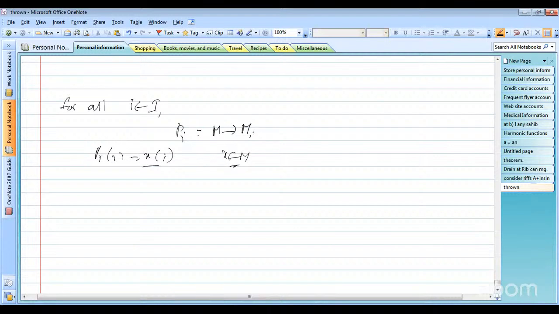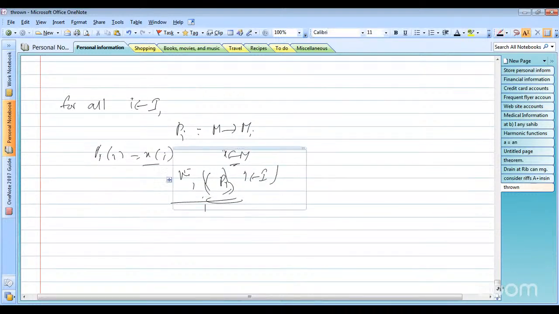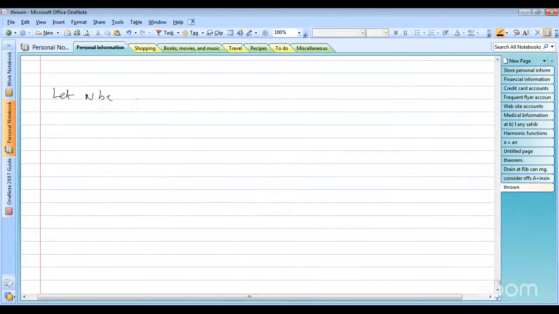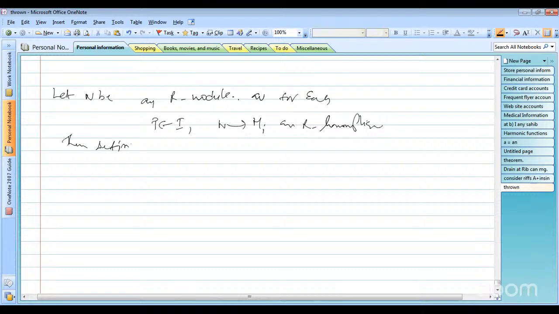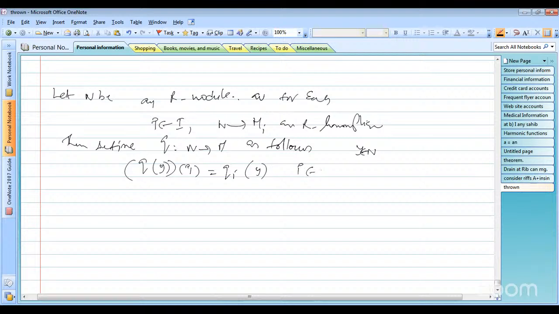We shall verify the condition satisfied here by the earlier theorems of Pi, i belongs to I. So let us take N be an R-module, and for each i belongs to I, N maps to Mi an R-homomorphism, then define Q from N to M as follows: for y belongs to N, Q of y is Qi of y, for all i belongs to I here.